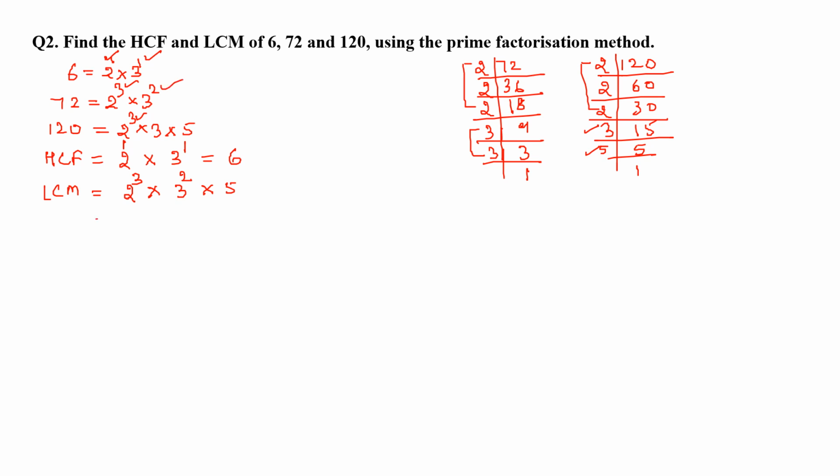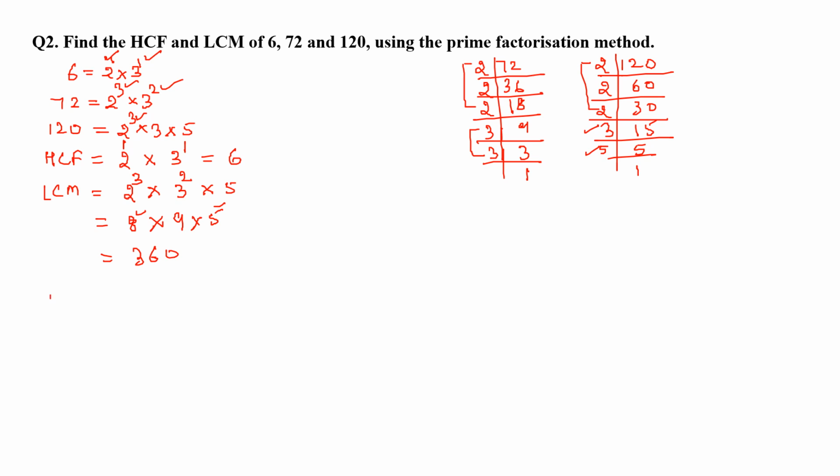So from here you will see it is 2 cube, which is 8, 3 square is 9, into 5. So 8 into 5 is 40 and 40 into 9 is 360. Now for two numbers we have found a relation, isn't it? The product of the two numbers is equal to the product of HCF and LCM.